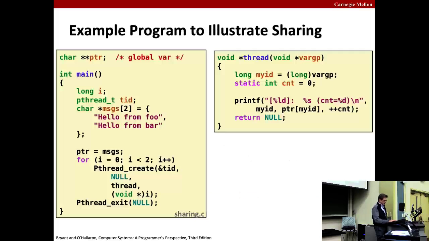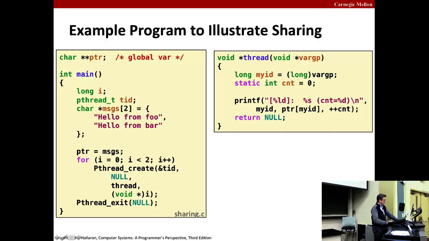And so this can create some problems. So here's an example, which we'll come back to later, of how one thread can access the stack of another thread. Here we're defining a global variable called pointer, which is a char star star. Then in the main routine, we're declaring a local variable called messages, a two-element array which contains a couple of strings, these will be printed out by the threads that we're going to create.